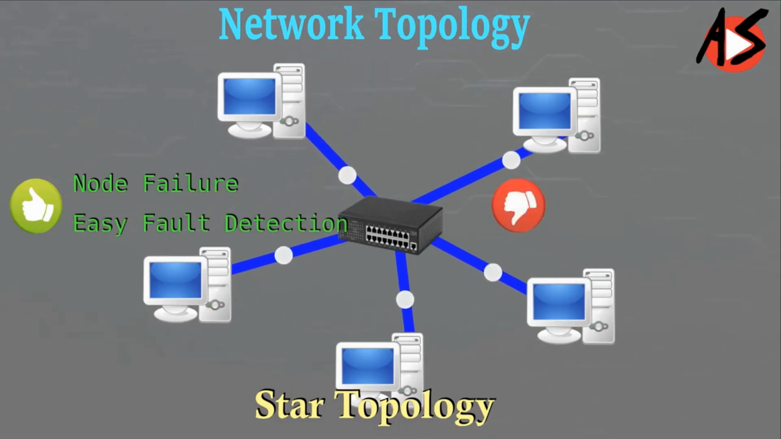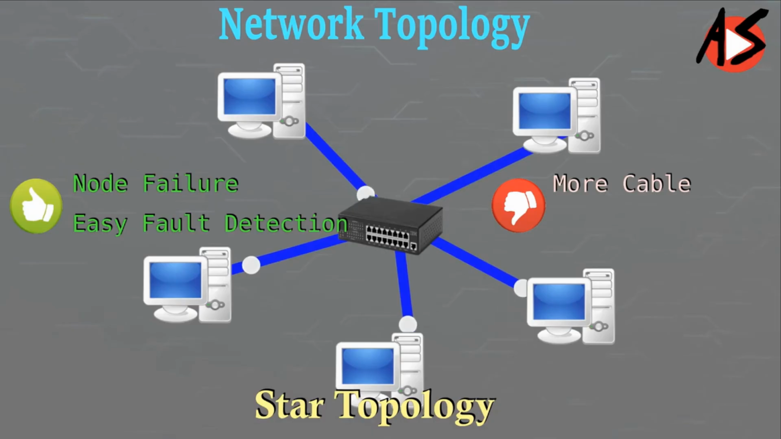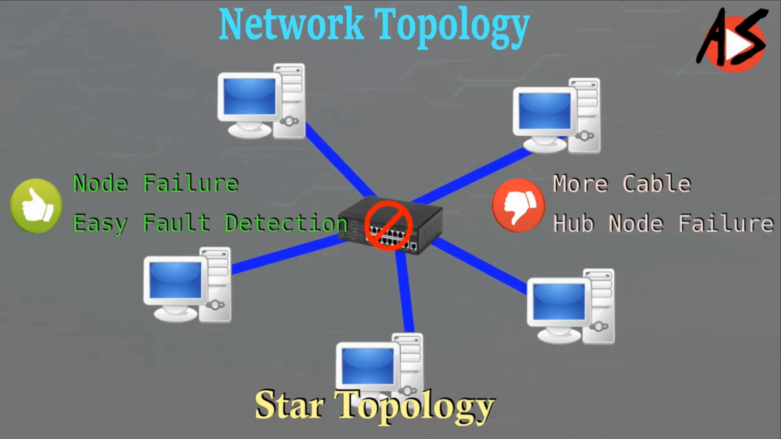Disadvantages of star topology: more cable is needed, which increases the cost of the network. The entire network is dependent on the central node. If the central node fails, the entire network goes down.